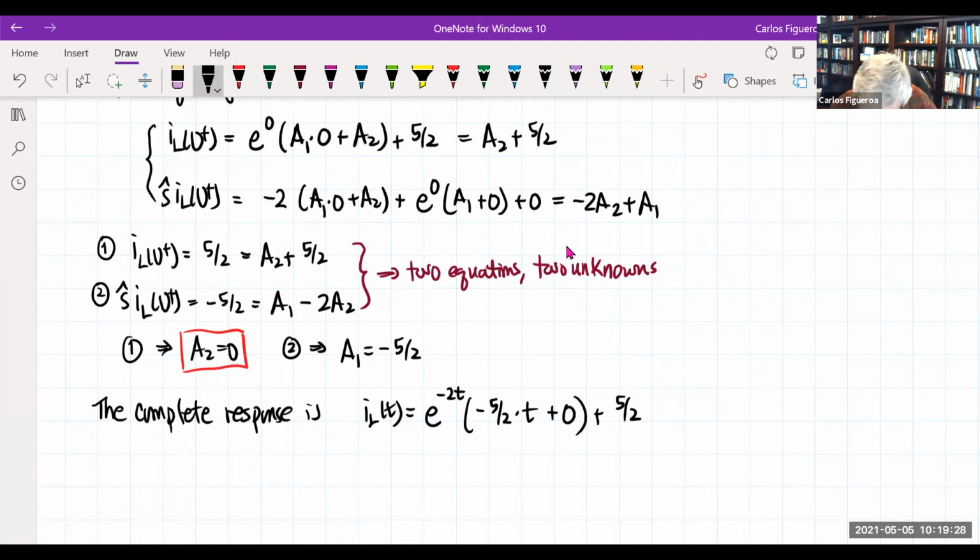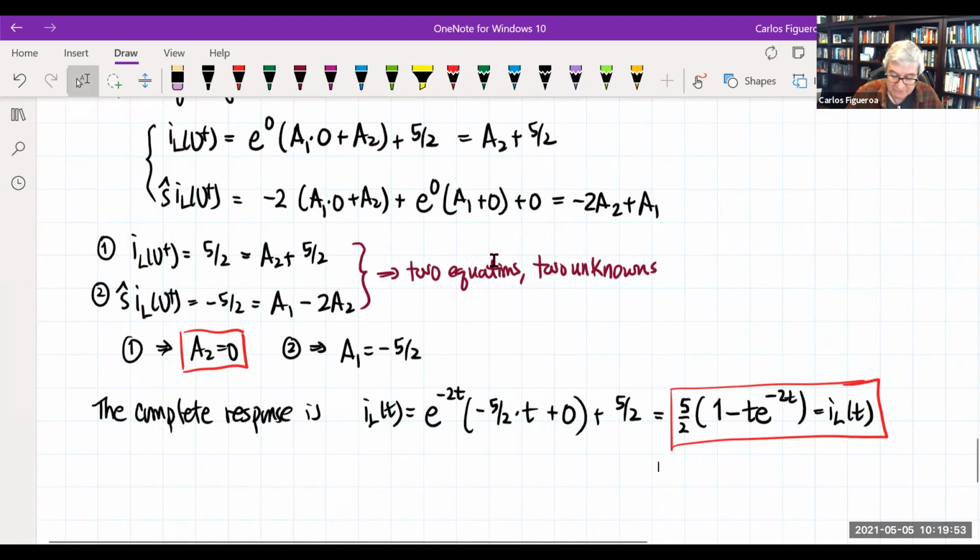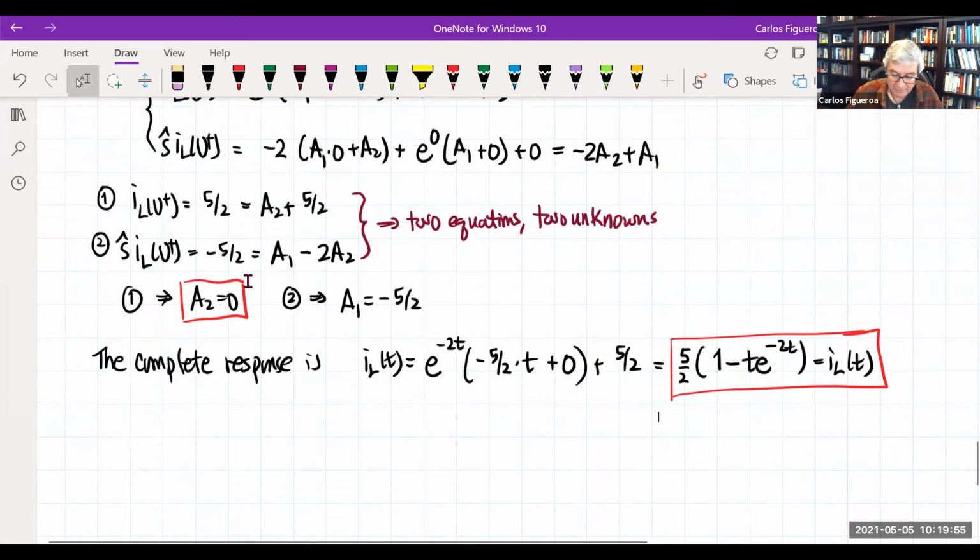So if I look at the solution here, you could see that this solution then should be 5/2 times (1 minus t) e to the minus 2t. This is the complete response of the inductor. So now I've applied the initial conditions to that whole thing.